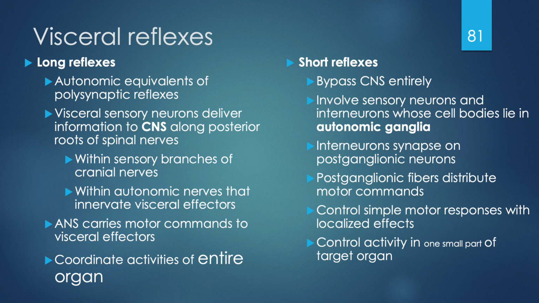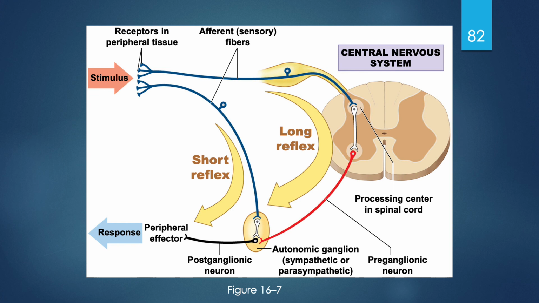So a short reflex is going to be able to control activity only in one small part of the target organ, whereas the long reflex coordinates activities of an entire organ and also involves the CNS. Figure 16.7 in your text shows you the difference between what a short reflex looks like and a long reflex looks like in a schematic.